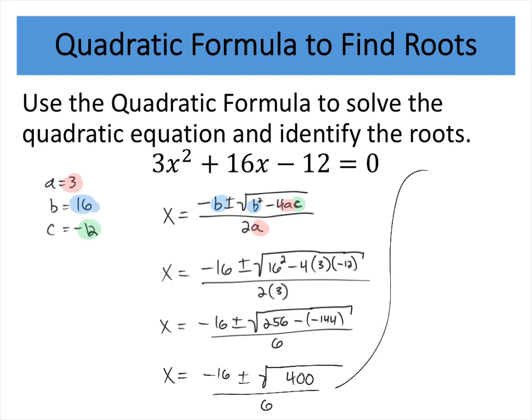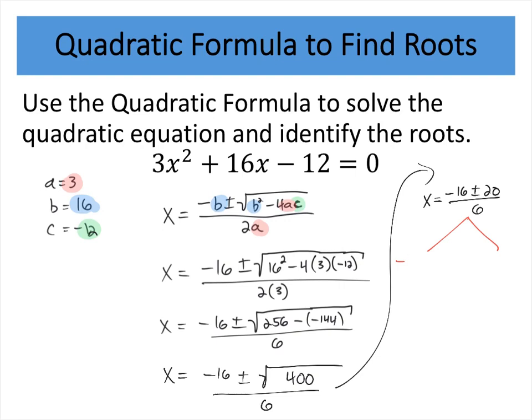So that means that x equals negative 16 plus or minus the square root of 400, which I put into a calculator, ends up being 20, over 6. This is where a lot of students get stuck because it doesn't look like you can simplify it much anymore. But take a look, this plus or minus is really critical because it's actually two answers in one. So we're going to split it up.